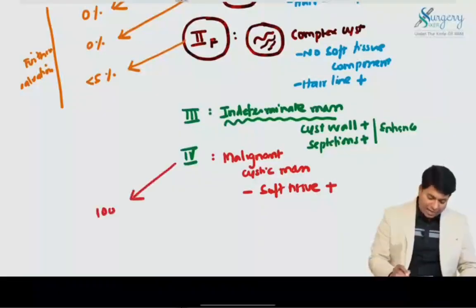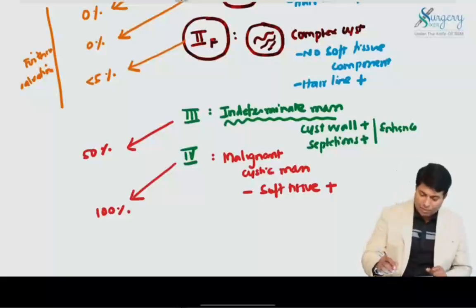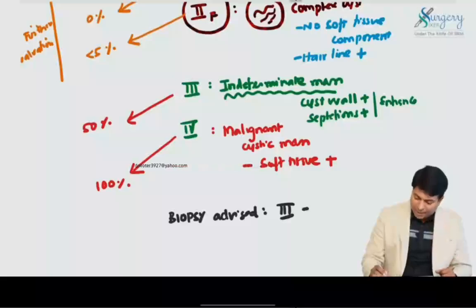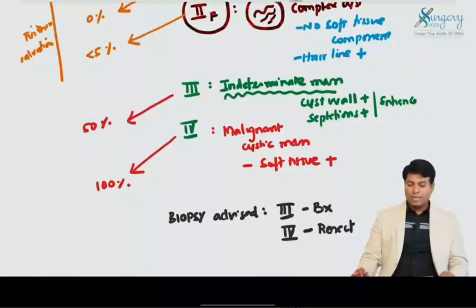Therefore 4 has 100% risk of malignancy, and 3 has 50% risk of malignancy. Therefore biopsy must be done, biopsy advised for 3 and 4 cases. For 3 especially biopsy should be done, and 4 in fact is mostly a malignant mass, therefore you can even resect the mass. Okay, so this point I want you to remember for your exams.